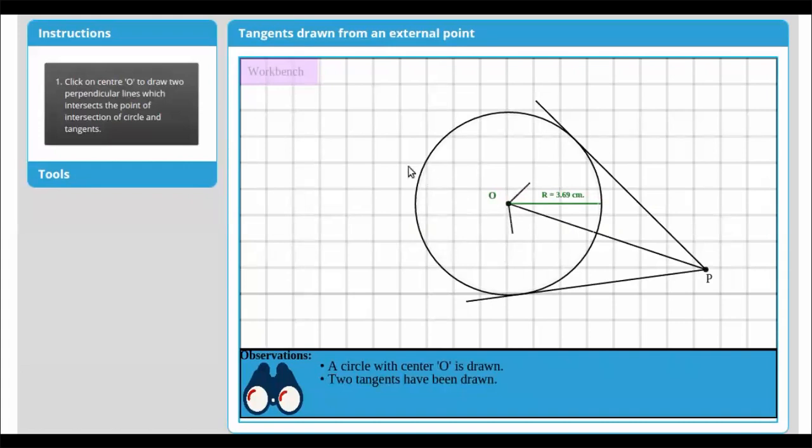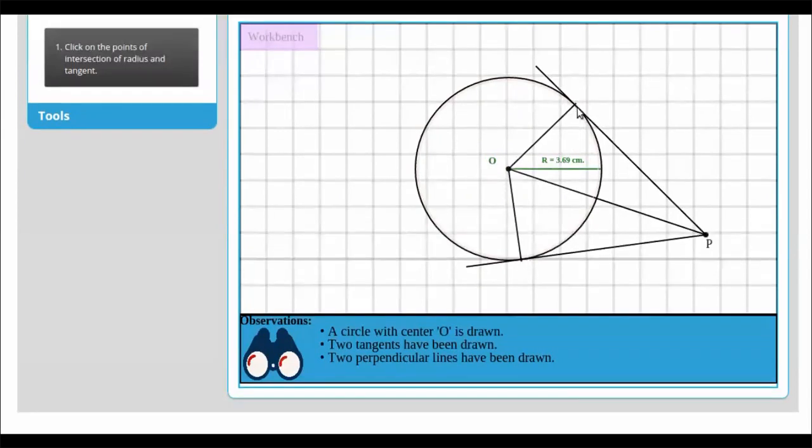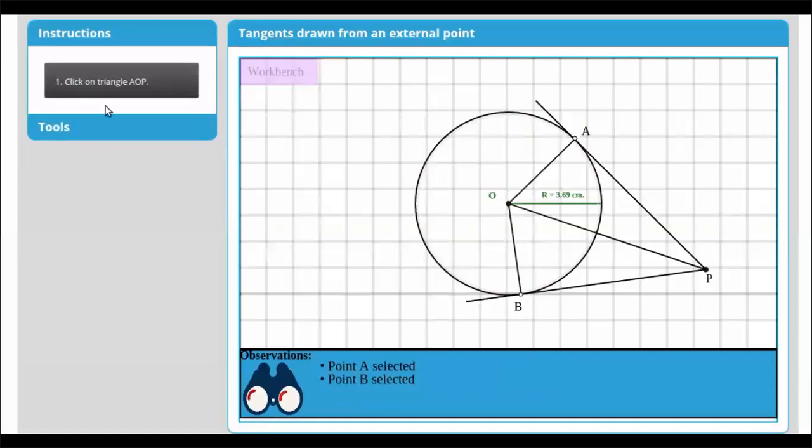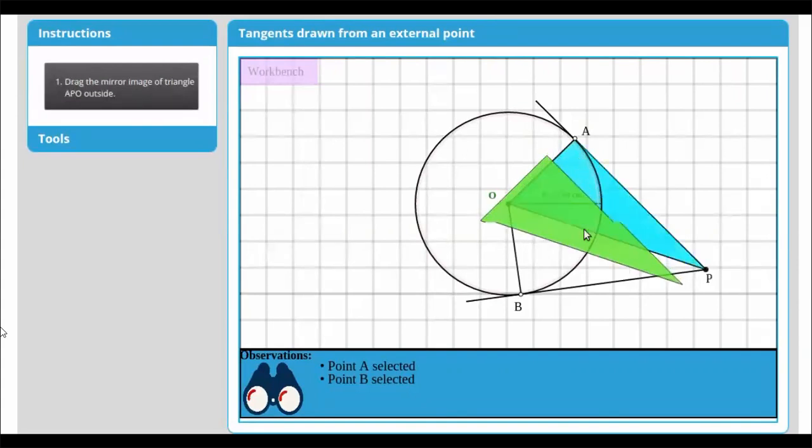Then click on O. You will get two lines perpendicular to each other, perpendicular to the tangent. Click on the point of intersection, the point where the tangent touches here and here. Click at this point A. Here, if you click, you will get the point B. Click on triangle AOP.